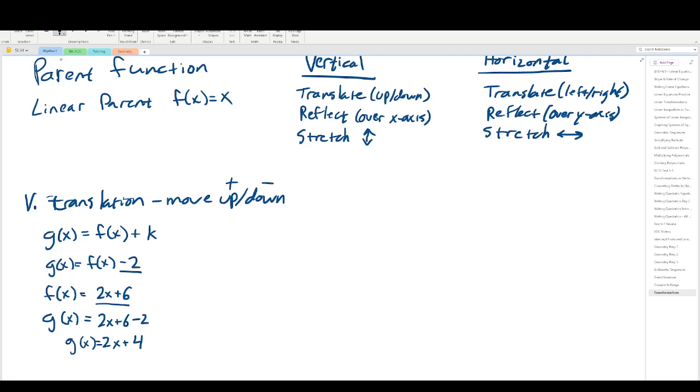So this is our most simple kind of transformation we can do. We just add or subtract something at the end, and we call that thing k. So I'm going to put k here.